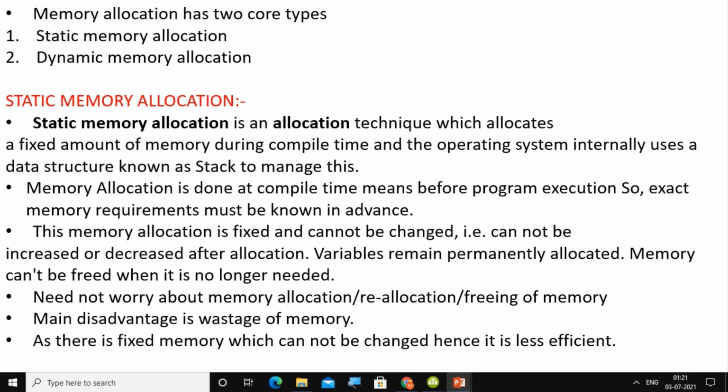So if we take an integer array of size 10, but we use only 4 bytes, then the remaining 16 bytes will be wastage. The reason is at compile time only we have allocated 20 bytes, but we are using only 4 bytes. And in static memory allocation, once memory is allocated, it cannot be increased or decreased.